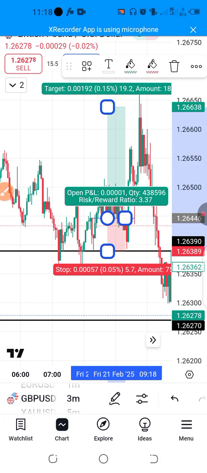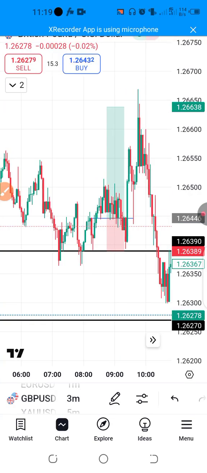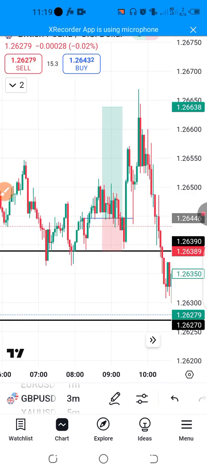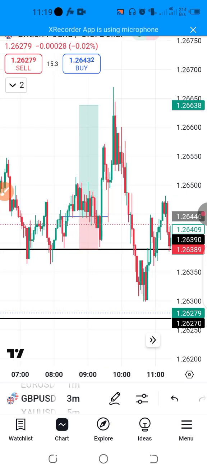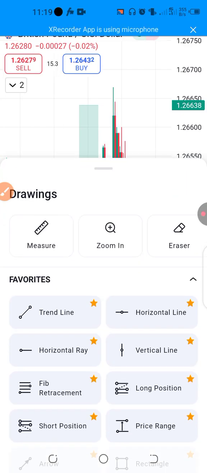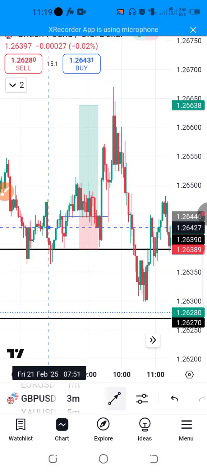So, after the news, I still held this position, and when the news was released, it went exactly to my target. But I ended up holding this position again. I don't know why, but in the name of swinging the trade, it is what it is. Then after that, the market hit my stop loss.